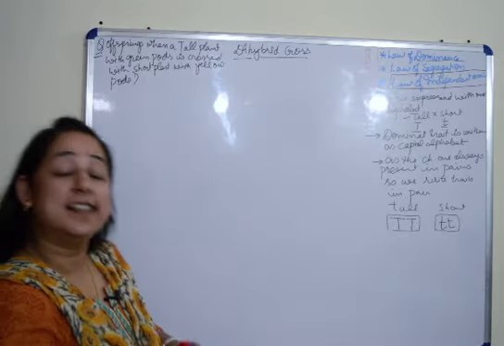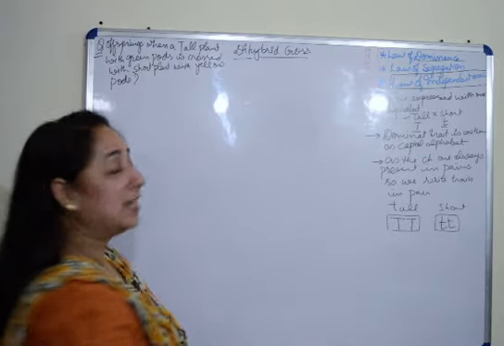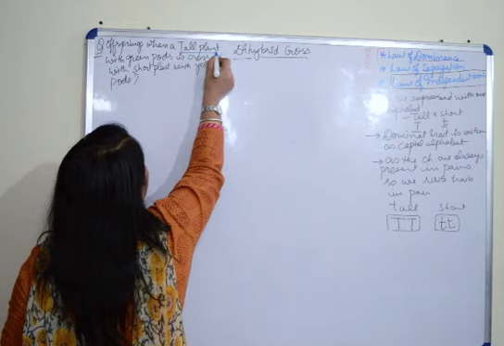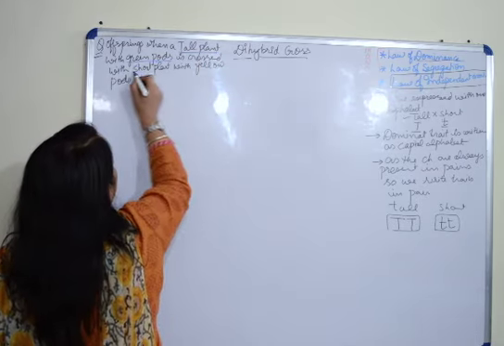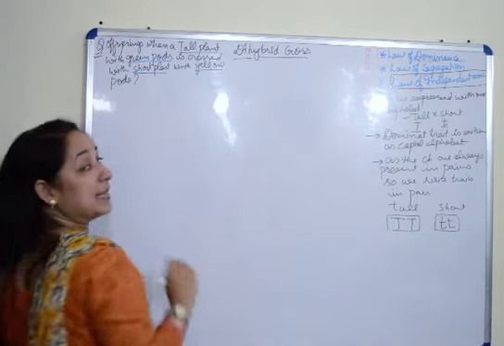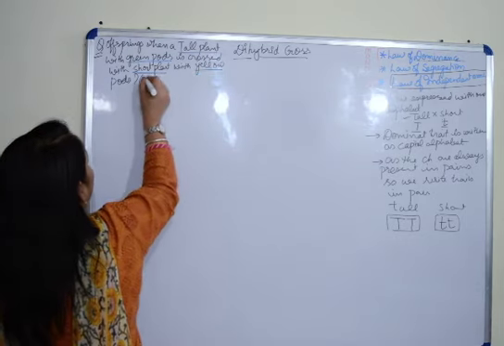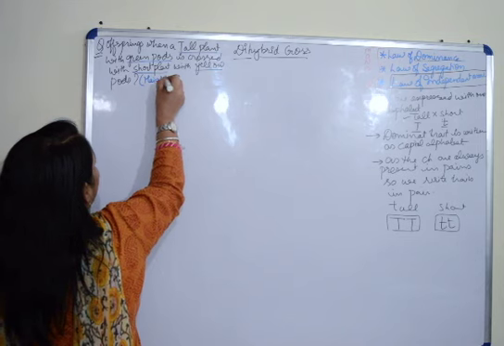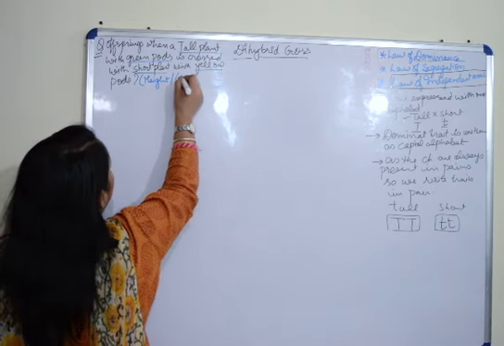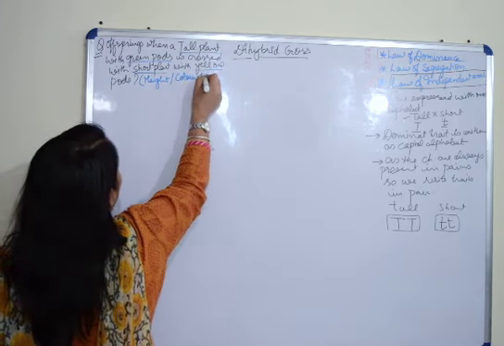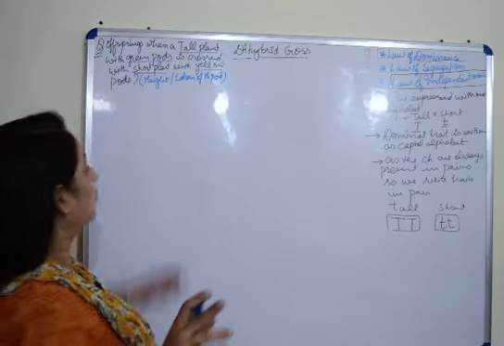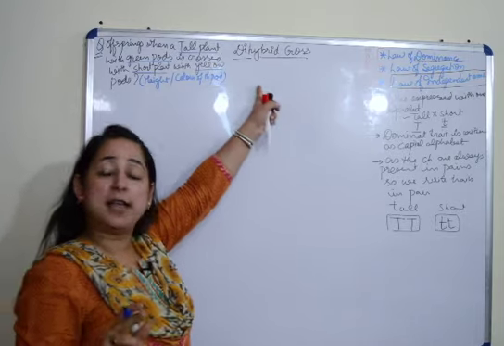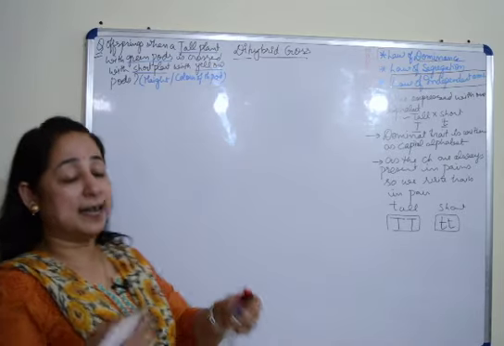Now how do we understand that this is a dihybrid cross? When we read the statement, they are talking about two characteristics. A tall plant with green pods, and a short plant with yellow pods. That means they are talking about the height of the plant, plus they are also talking about the color of the pod, the pea pod. So two characteristics. So when there are two characteristics, it's a dihybrid cross. Let's understand how we make it.